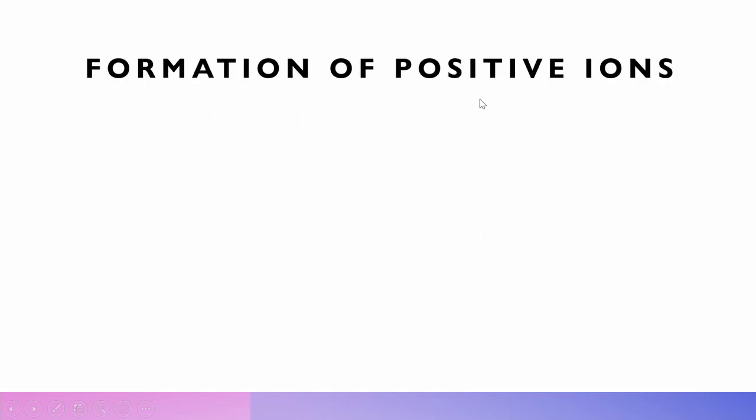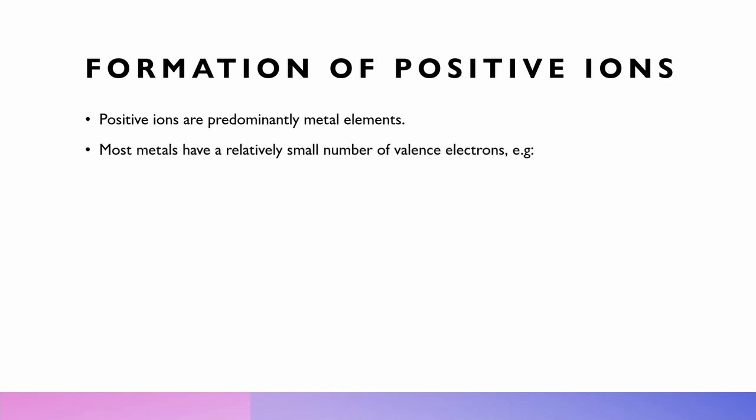In the case of the formation of positive ions, recall that they are predominantly metals. Metals have a relatively small number of valence electrons. For example, a sodium atom has an electronic configuration of 2,8,1. An electronic configuration is a written representation of the arrangement of electrons throughout the electron shells of an atom. 2,8,1 simply means that a sodium atom has 2 electrons in its first shell, 8 electrons in its second shell, and 1 electron in its third and also valence shell.